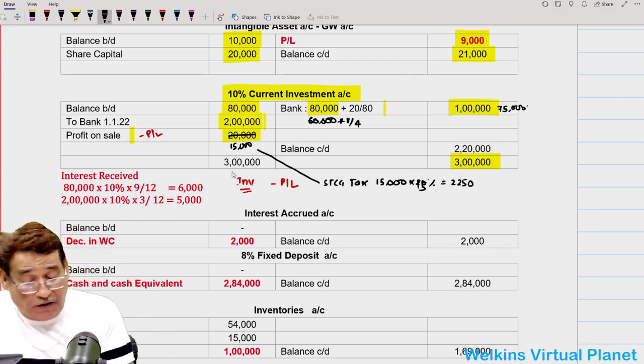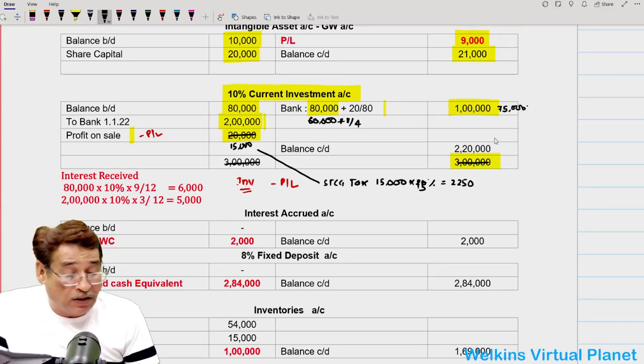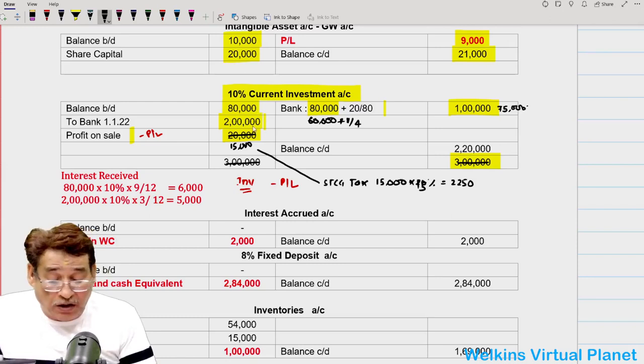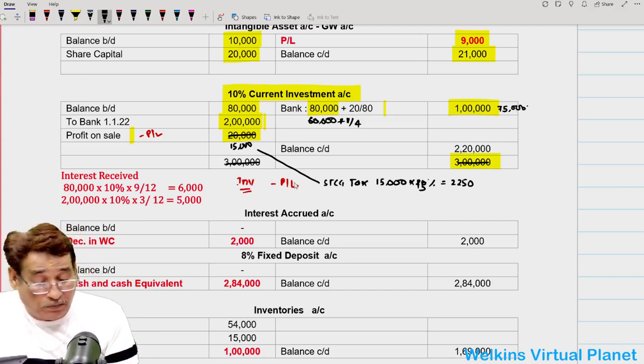The 2,95,000 and 2,95,000 will be your total now. Correct? You can total it up by yourself. And if you had opening balance 80 and you purchased 2,00,000 and you are remaining with 2,20,000, so obviously 280 minus 220, 60,000 worth of investment you must have sold, and you must have sold it for 75,000. Correct? So this is your short term capital gains tax.